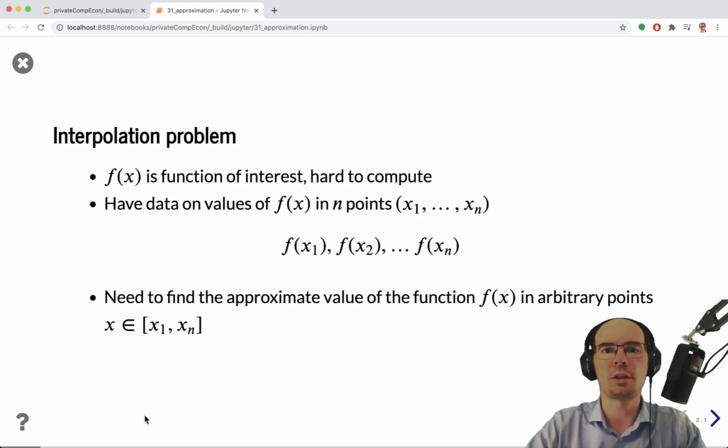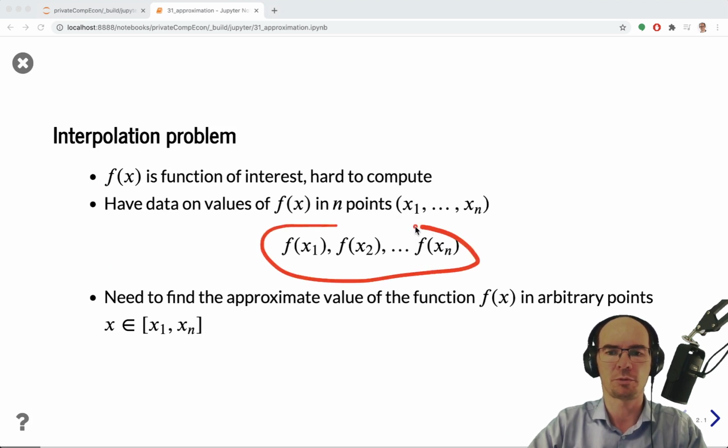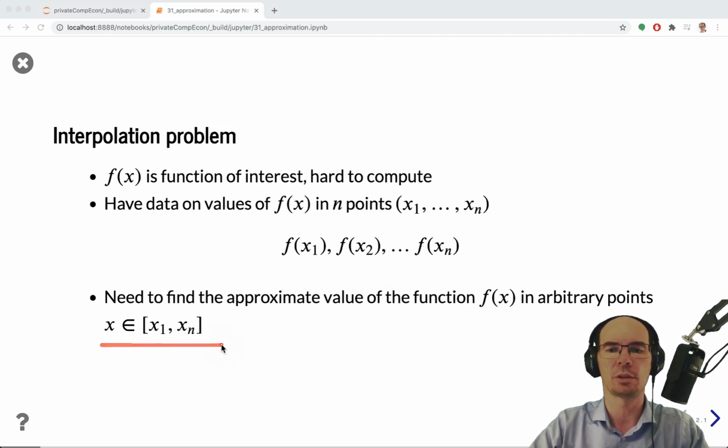So first, let's look at the interpolation problem. Imagine that we have some function of interest, f of x, and it's hard to compute. We don't want to recompute this function at every particular point of x. Instead, we have already computed this f of x in a collection of points, which I just write as x1 to xn here. So we have these values for this function f. The point is that we should be able now from this data to compute the f of x at any points within the boundaries between x1 and xn.